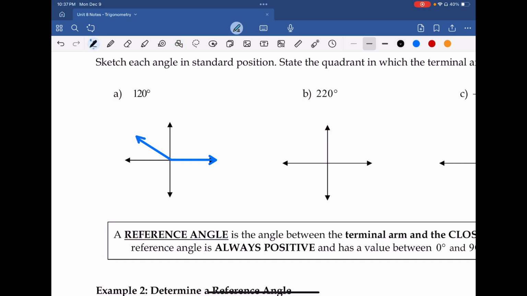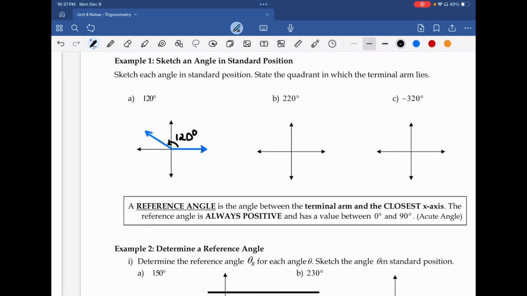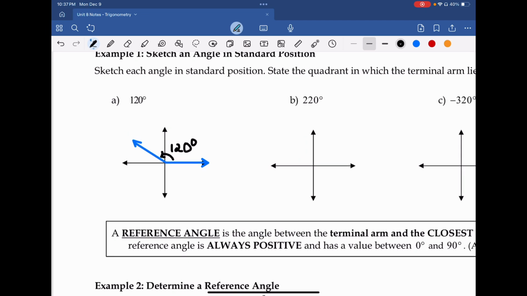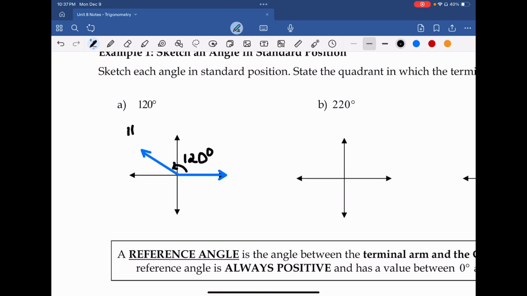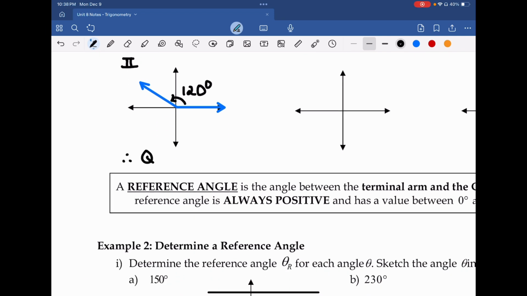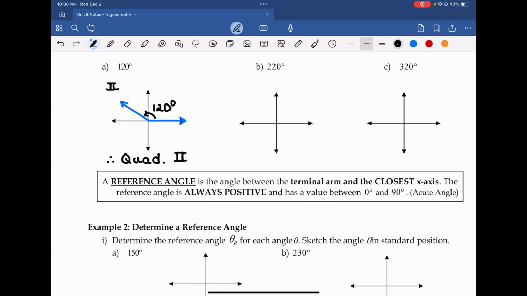Perfect. Now I'm going to sketch over top of this. I'm going to have my inner piece here indicating that we've rotated counterclockwise, and I'm going to indicate that this is 120. Because they said sketch each angle in standard position, that's the sketch of the angle. But now we want to state which quadrant it lies in. In this situation, this is quadrant 2. So, therefore, quad 2. If you wanted to, you could write out the full word quadrant, but just for the notes' sake, I'm going to truncate it as quadrant 2.